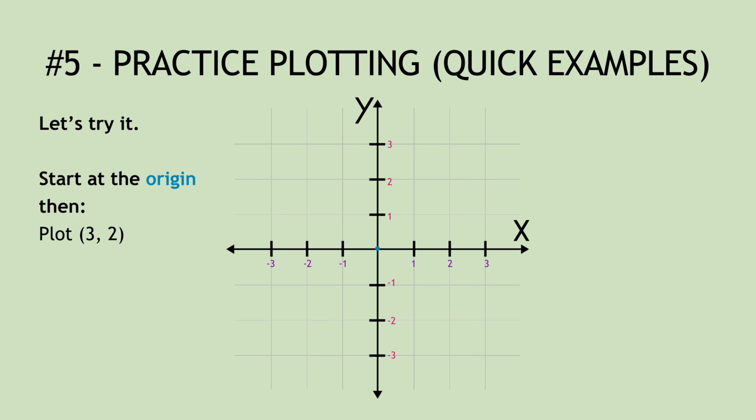All right, cool. So you know everything you need to know to start plotting some points on the graph, okay? So let's try it out. We're going to do 3 quick examples. Whenever you're plotting on the graph, you always want to start at the origin, okay? The origin is 0, 0, where you see the blue dot. So start at the origin, then plot 3, 2. Go ahead and pause this video and try before I explain.